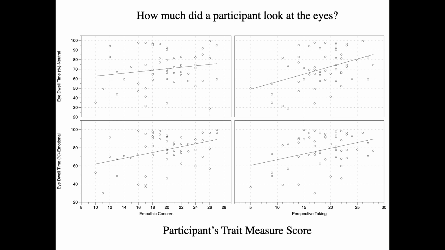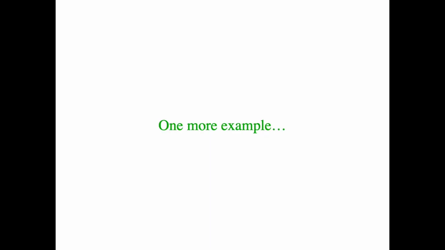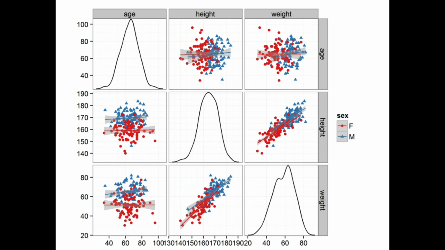All right, so that was a second example from my lab group showing you how correlational research might work. Here's another example, and this isn't actual data from my lab. It's just an interesting way of showing some data on a scatter plot. What they're trying to show you here is the relationship between age, height, and weight. And also, they're showing us gender differences. So blue represents male participants, red represents female participants.